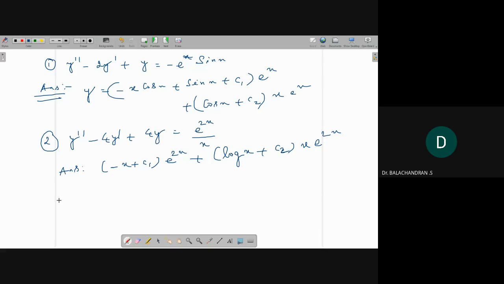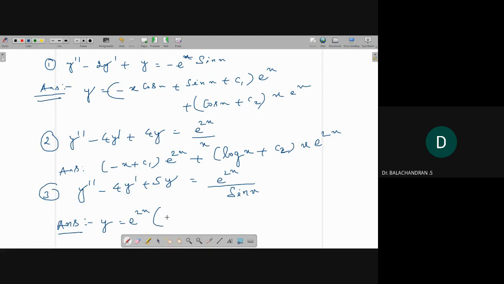Okay, so still have remaining, I'll write it. y double dash minus 4y dash plus 5y equal to e power 2x sin x, e power 2x by sin x. Answer is y equal to e power 2x into (c1 cos x plus c2 sin x) minus x into e power 2x into cos x plus e power 2x into sin x into log of sin x.